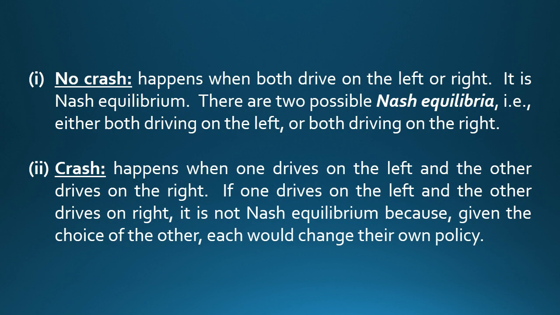1. No crash happens when both drive on the left or right. It is Nash equilibrium. There are two possible Nash equilibria, that is, either both driving on the left, or both driving on the right. 2. Crash happens when one drives on the left and the other drives on the right. If one drives on the left and the other drives on the right, it is not Nash equilibrium because, given the choice of the other, each would change their own policy.